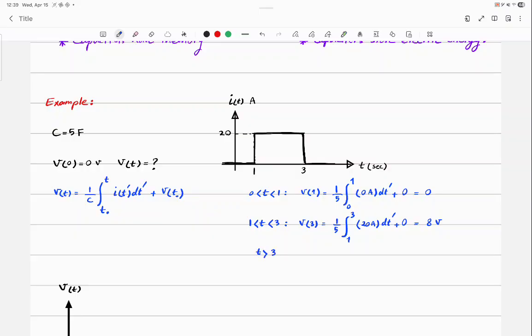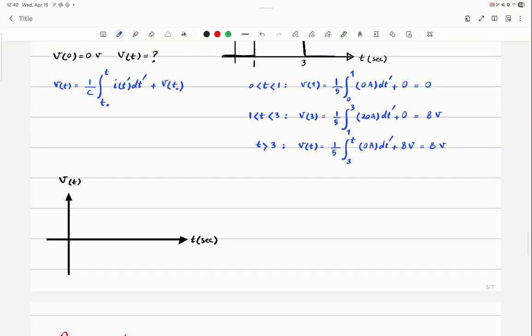For t greater than 3, V(t) is equal to 1 over 5, integral from what to what? 3 to t. What's the value of the current in that interval? 0 amp. What's the initial value of that interval? 8 volts. Remember, the final value of each interval is the initial value of the next. So what is that equal to? 8 volts. The integral is 0, right?